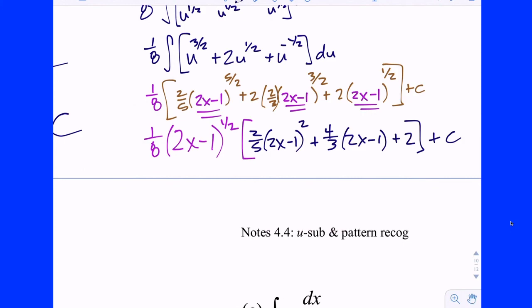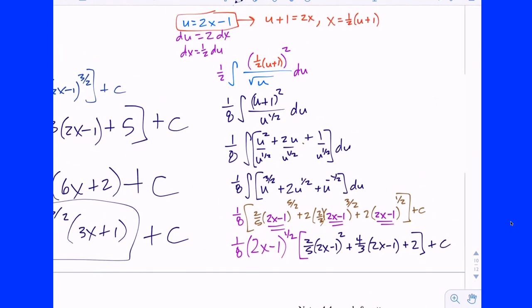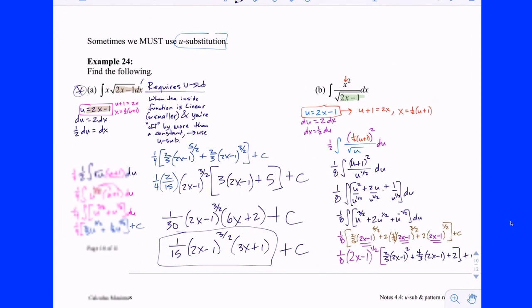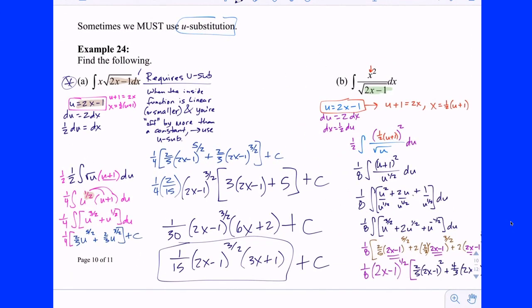So a multiple choice answer could have it written in that format, just requiring you to go that one last little effort. So u sub, when your inside function is linear and you're off by more than a constant, replace all the variables, expand it out, integrate, and plug back in. Now these two right here are pretty typical of what you might see come Cinco de Mayo. But there are other varieties out there.